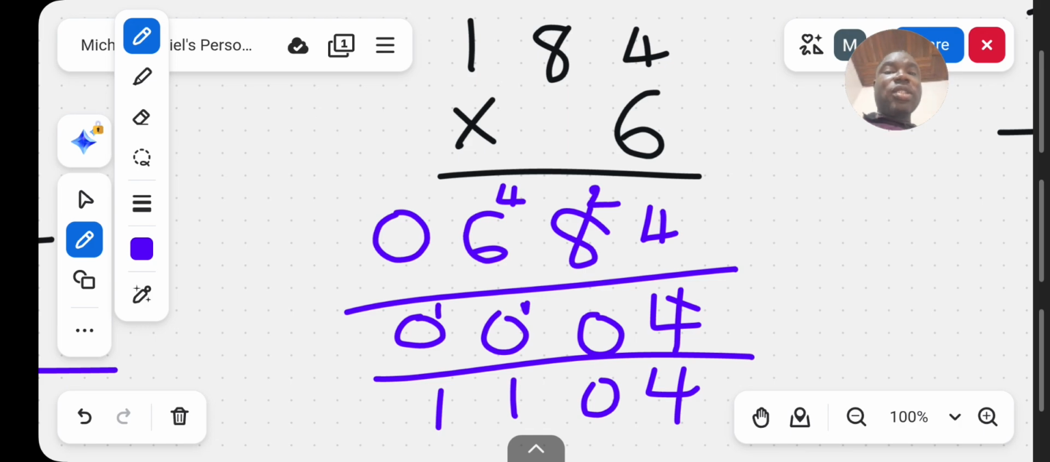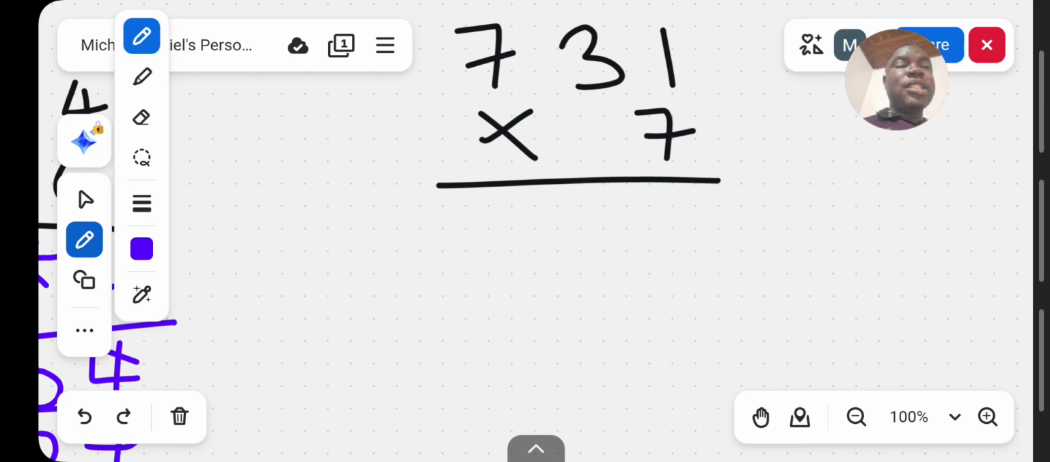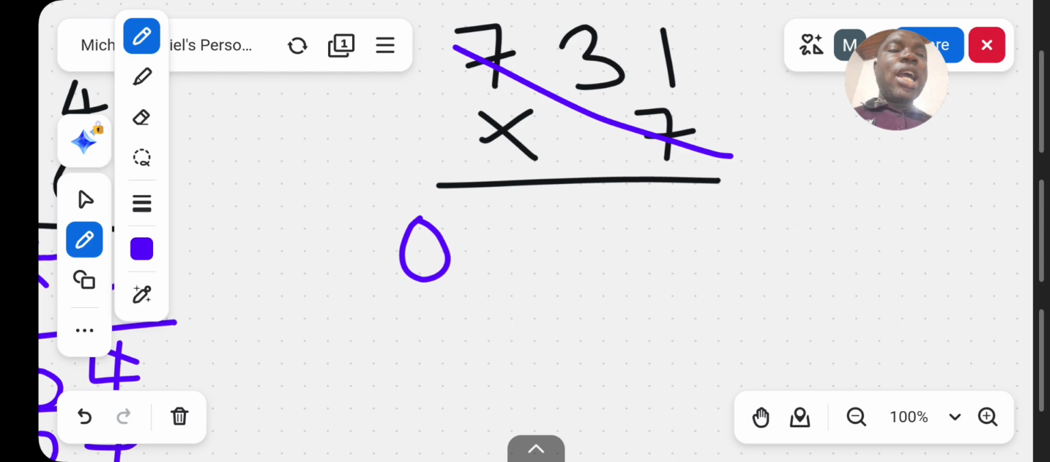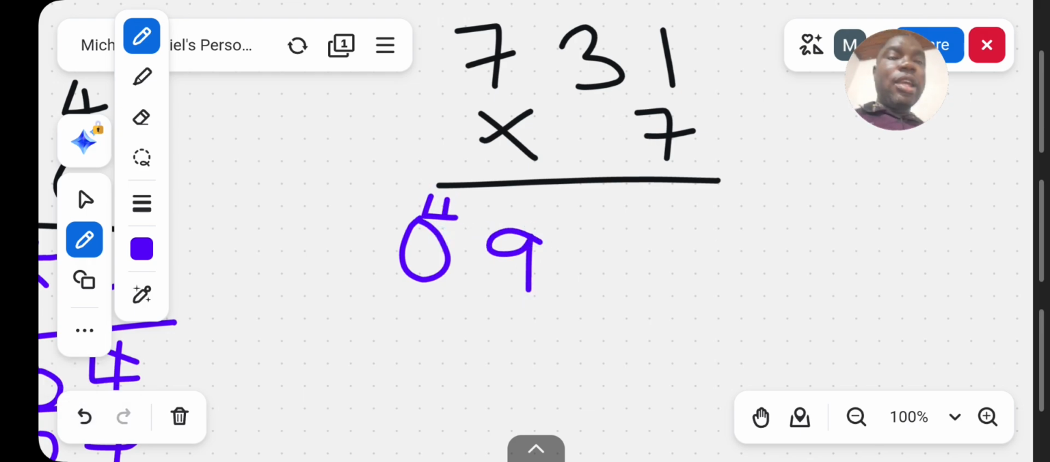Okay, let's try one more example and then we're done with this. Okay, so this is the final question for this class. So remember, we always start with a 0 out here. Okay, now the first thing is 7 times 7. Now, 7 times 7 is 49. So how do I write 49? 4 up here and 9 down here. So the next thing is 7 times 3. Now, 7 times 3 is 21. How do I write 21? I write 21 by putting a 2 here and 1 down here.